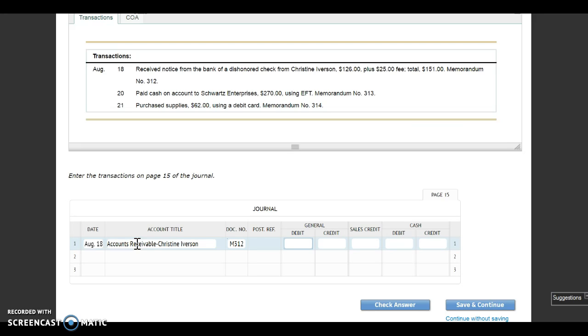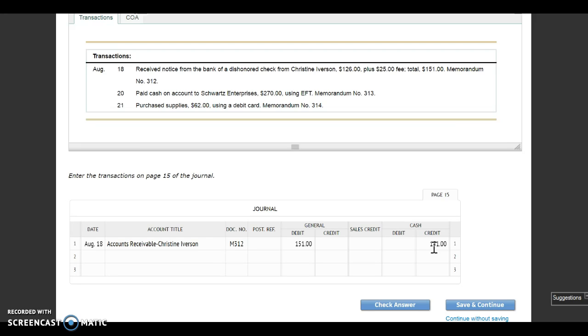Okay, now I'm going to debit that account. So now I have to figure out how much I'm going to debit it for because I have 3 different numbers. She wrote us a check for $126, but we also have to pay for that fee of $25. So we have to debit that amount for the whole amount there. So we're going to put in $151 debit, and then we're going to credit our cash for that $151. Okay, so we have a debit and a credit that equal.